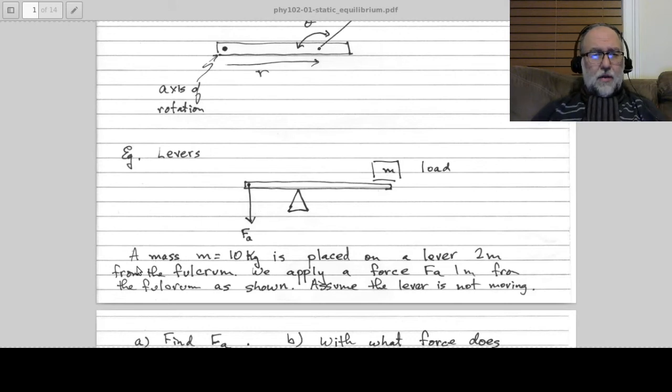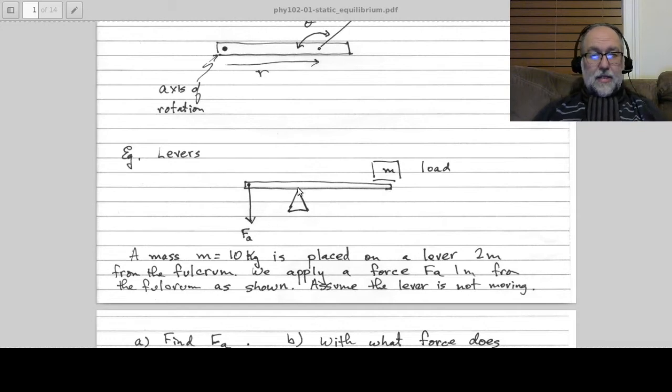So what do I say here? I say a mass of m equals 10 kilograms, that's this mass here, is placed on a lever 2 meters from the fulcrum. This triangle is the fulcrum, and the distance from that fulcrum to where the load is, is 2 meters. And we apply a force Fa, A for applied.